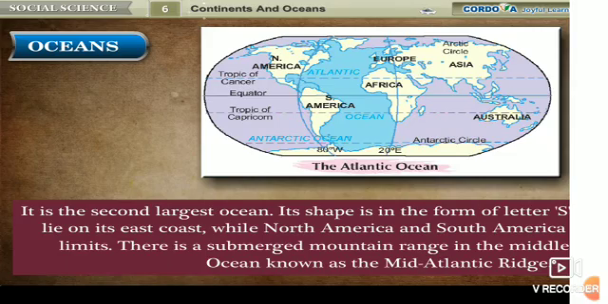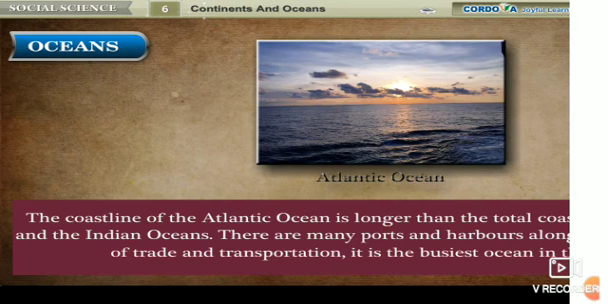The Atlantic Ocean. It is the second largest ocean. Its shape is in the form of letter S. Europe and Africa lie on its east coast, while North America and South America lie on its western limits. There is a submerged mountain range in the middle of the Atlantic Ocean, known as the Mid-Atlantic Ridge. The coastline of the Atlantic Ocean is longer than the total coastline of the Pacific and the Indian Oceans. There are many ports and harbors along its coasts. In terms of trade and transportation, it is the busiest ocean in the world.